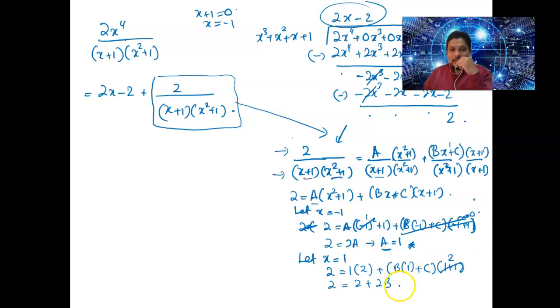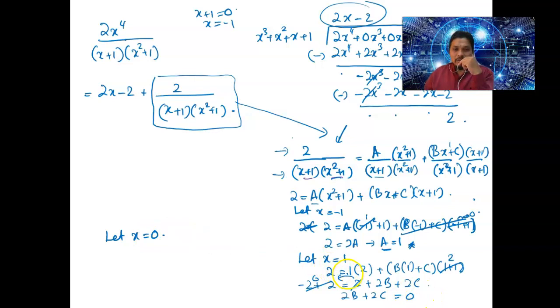and then c times 2 equals 2c. Okay, let's think of something else. Let x equal to 0. Why? Because we already have one equation here. The 2 brought to the other side becomes -2, and -2 plus 2 equals 0. Then 2b plus 2c equals 0.